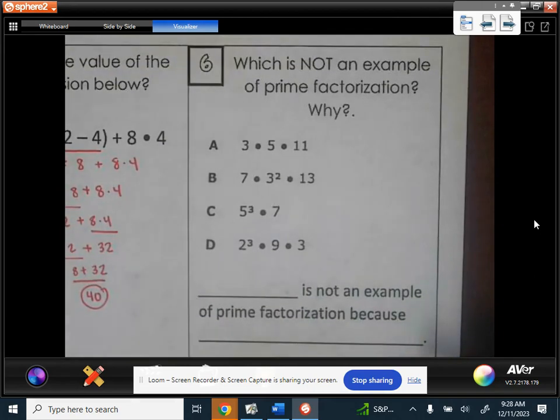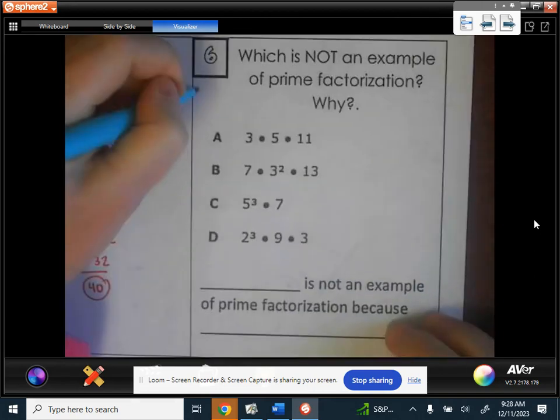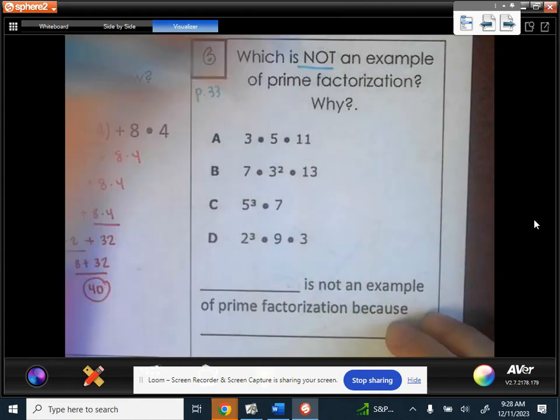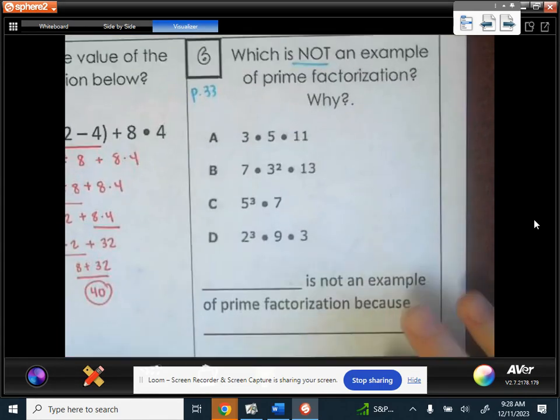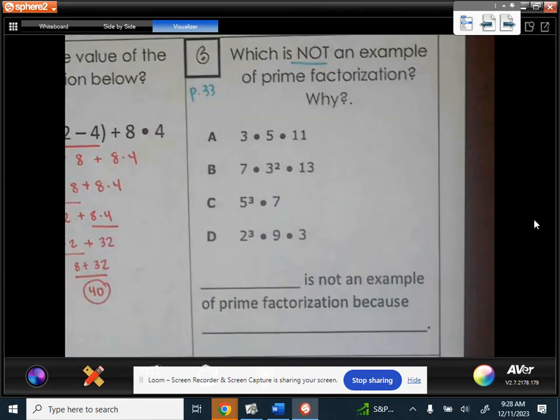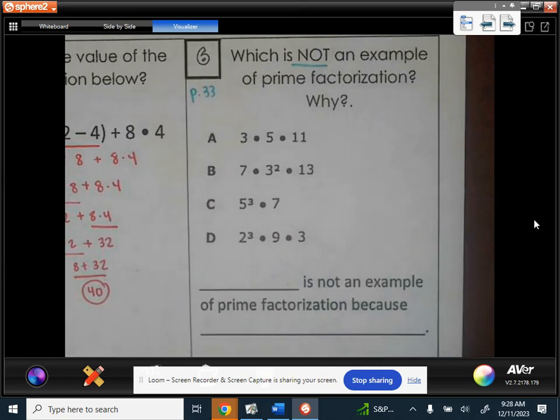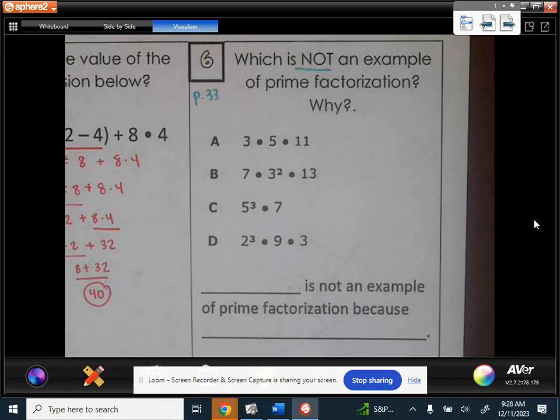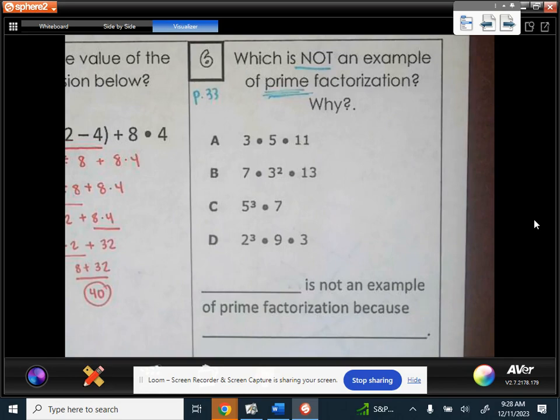Okay, so we just talked about prime factorization on the last problem. Again, this is on page 33. This one says, which one is not an example of prime factorization and why? They didn't tell us to find the prime factorization, so we're not trying to say such and such is the prime factorization of some number. There's literally one of these that cannot be prime factorization, and it's because of that word prime. Remember that prime factorization has to have all prime numbers.